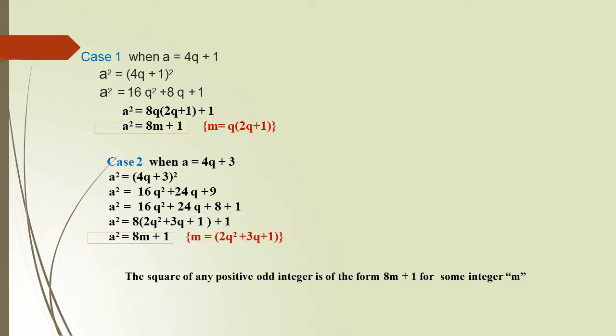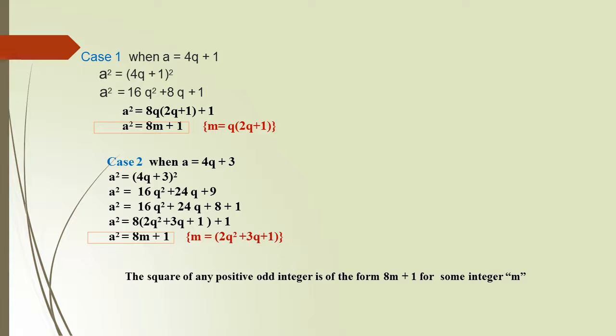So the first case is a is equal to 4q plus 1, and we take the whole square of both sides, and we get a square is equal to 16q square plus 8q plus 1. If we group 16q square plus 8q and take 8q common, we get 8q into 2q plus 1, plus 1. And we take the variable m to represent q into 2q plus 1, and we get 8m plus 1.